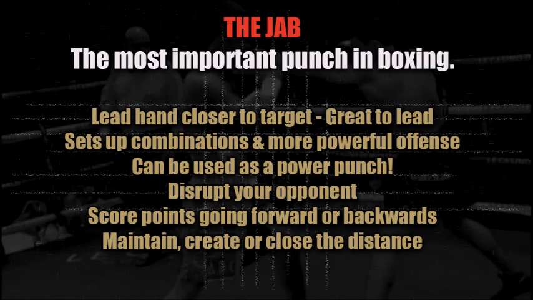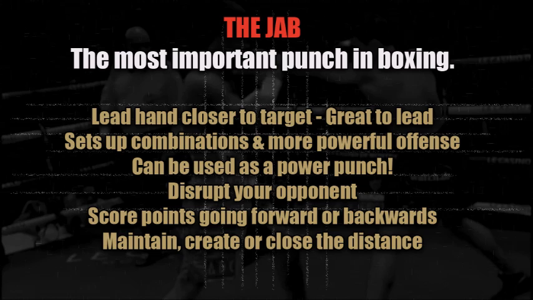So of course the jab is widely regarded as the most important punch in boxing. The jab is delivered by the lead hand, and the lead hand is always closer to the target than the trailing hand, and therefore the jab is an exceptional weapon for leading against your opponent. The jab is perfect for setting up combinations and powerful punches, and can in fact be used as a power punch in itself if you drive off your trailing foot and bring your entire body weight behind the jab.